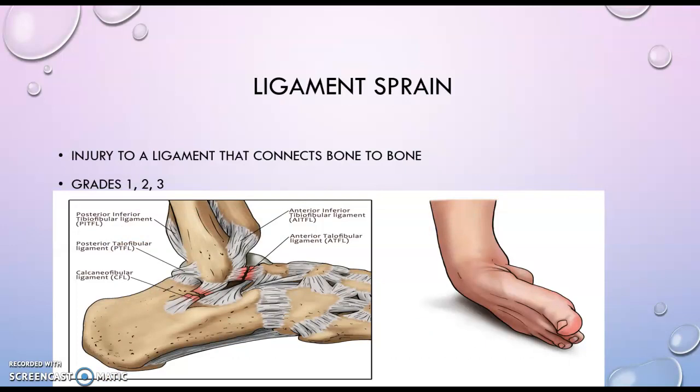A ligament sprain is an injury to a ligament, which connects bone to bone. Sprains are only found in ligaments, nowhere else. There are different grades: 1, 2, and 3. As you can see in this ankle anatomy photo, this can occur from inversion, where the foot rolls inward. The ligaments commonly injured are in red in the photo, and that would be a first, second, or third degree sprain.